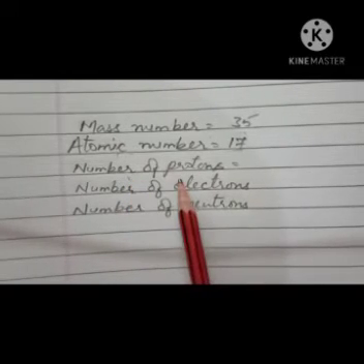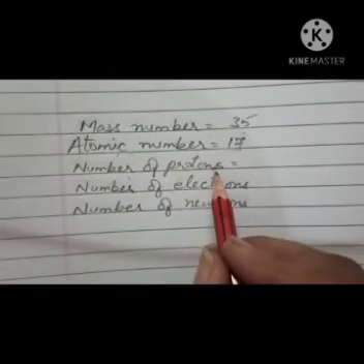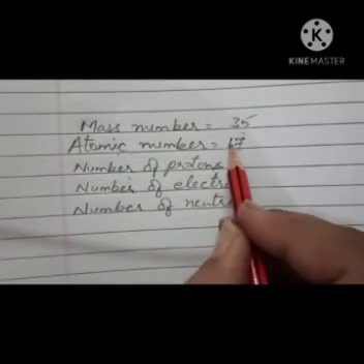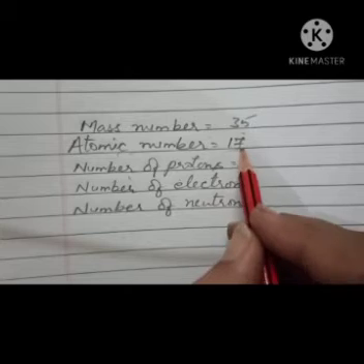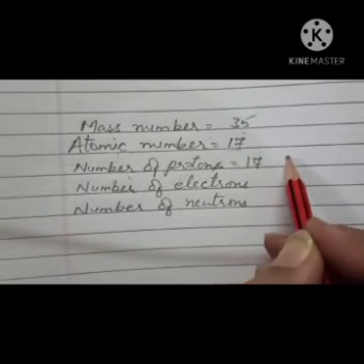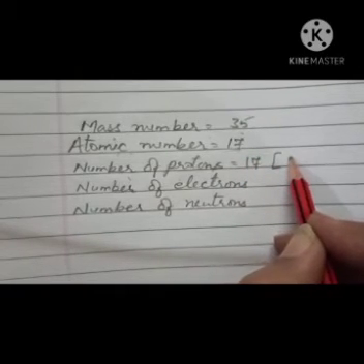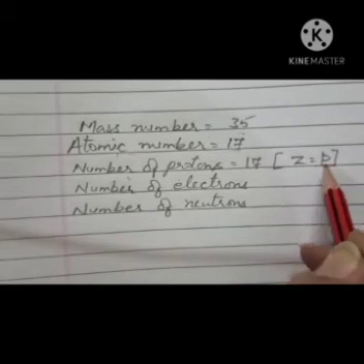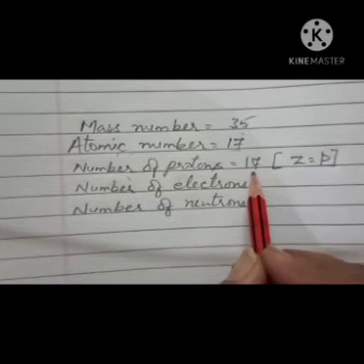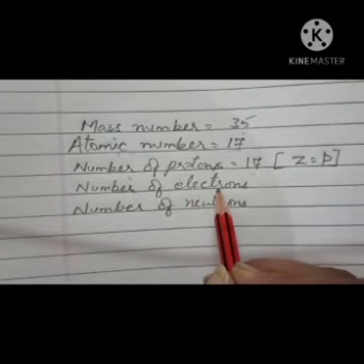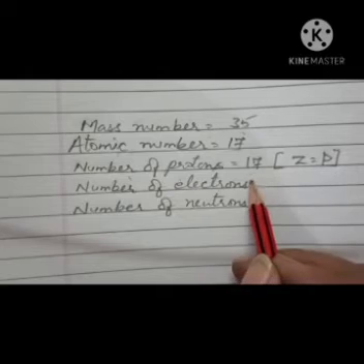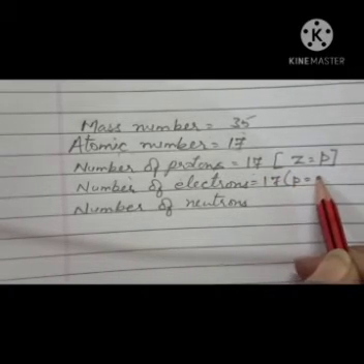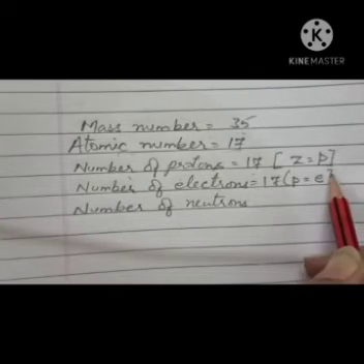How will you find out the number of protons? The number of protons is always equal to the atomic number. So what is the atomic number here? That is 17. So the number of protons becomes 17. In brackets you will also write that Z is always equal to P. That is why the number of protons is 17. Now how many electrons are there? Also 17. Why? Because the number of protons is always equal to the number of electrons.